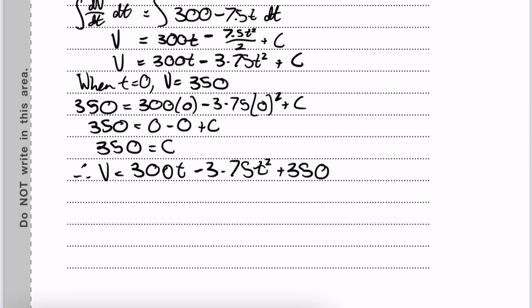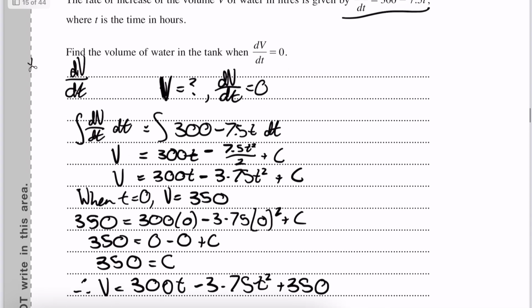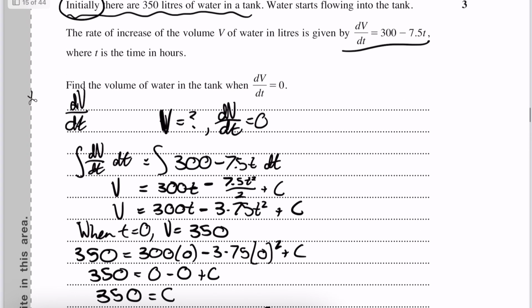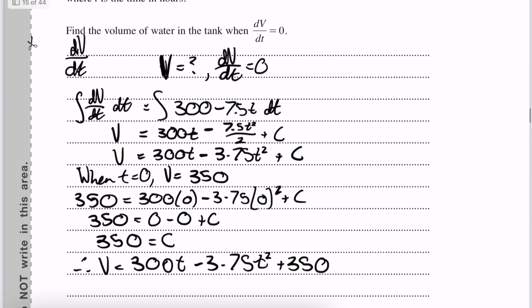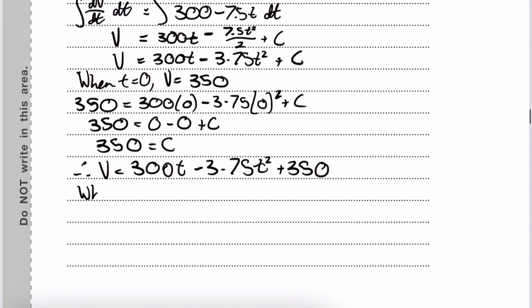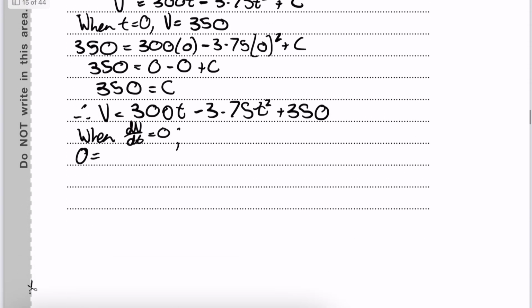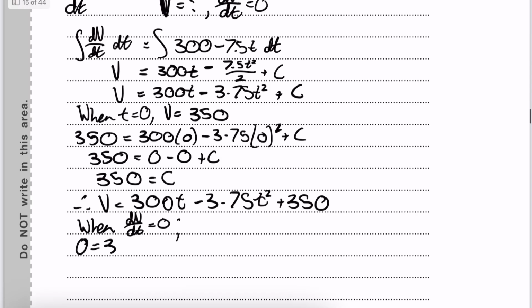So then we know our volume, and now we need to answer the question, which is find the volume of water in the tank when dV/dt equals 0. So now we need to know when dV/dt equals 0. And that's going to be when 0 is equal to the equation of dV/dt, which is 300 minus 7.5t.